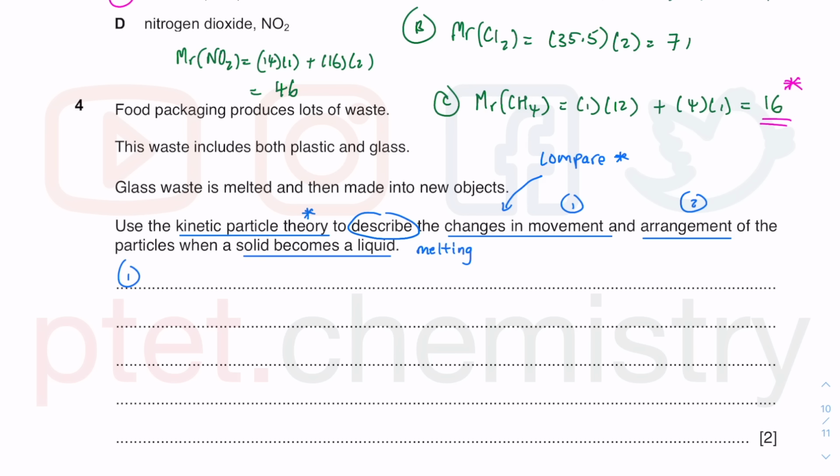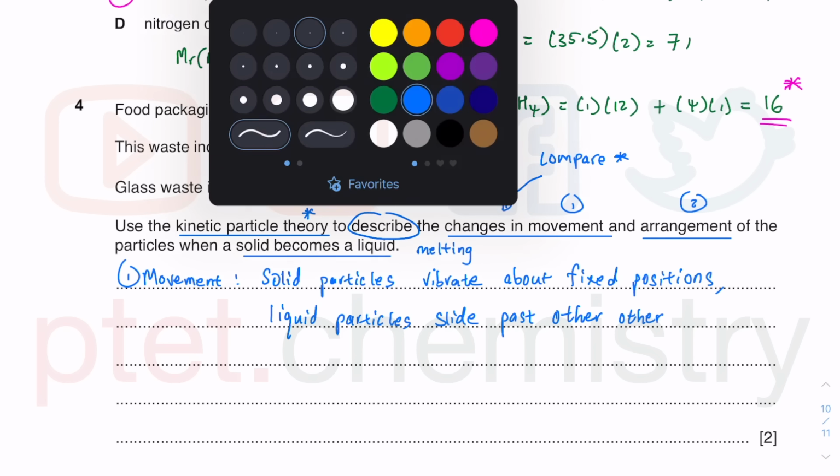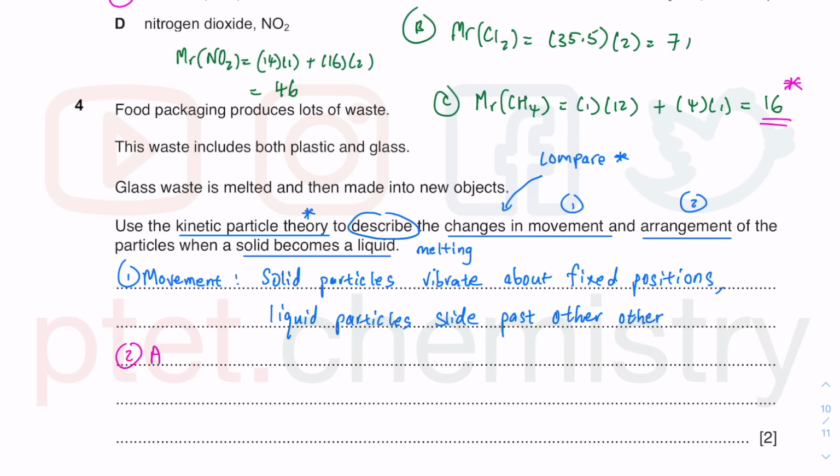But what I'm going to do is split it out into movement first of all. We know that solid particles, so this is about particles because it's kinetic particle theory, vibrate about fixed positions. But what about liquid particles? Liquid particles can move, but they can only slide past each other. So liquid particles have a greater degree of freedom. They don't move freely in all directions, but they can slide past each other at a slightly faster speed than just normal vibrations.